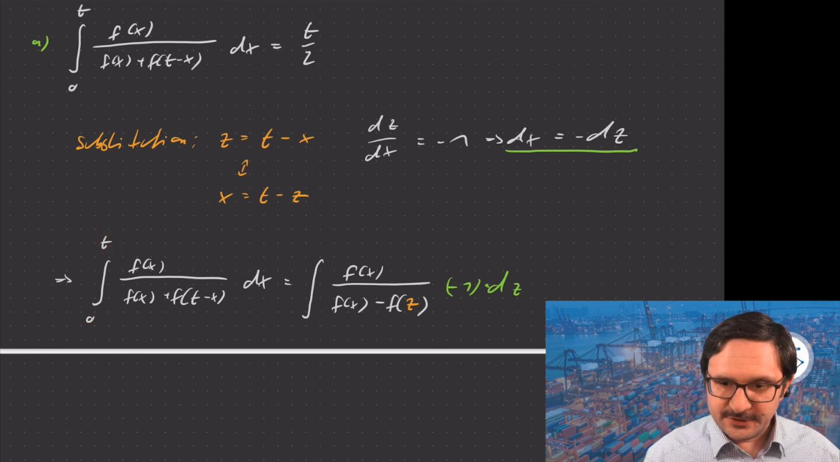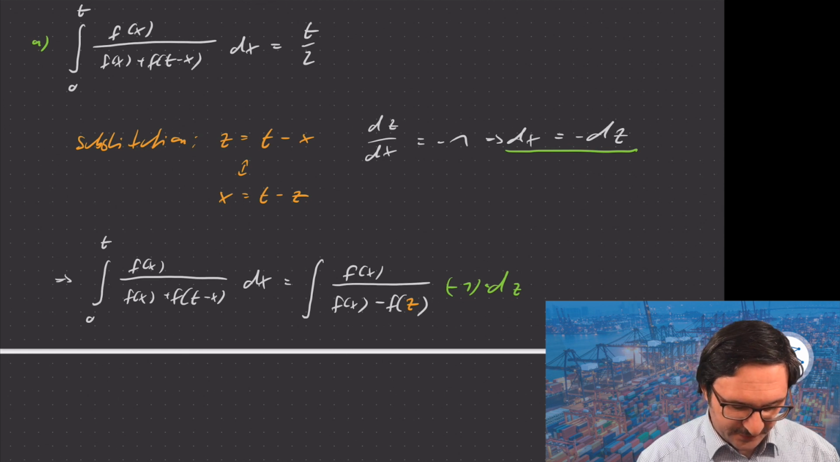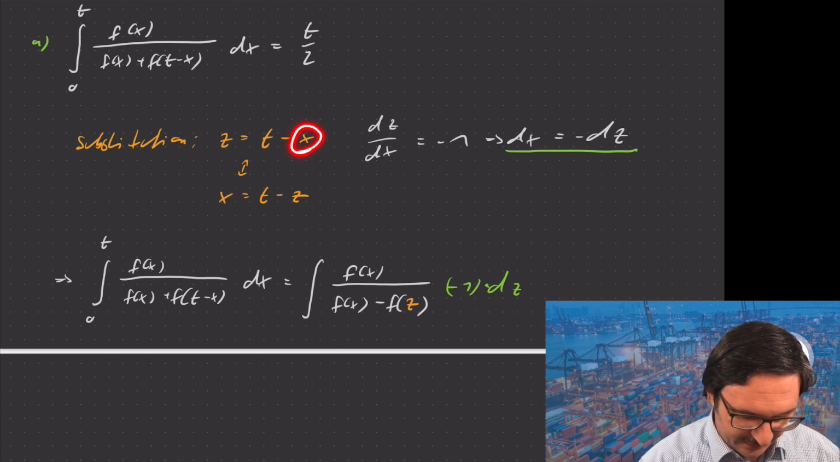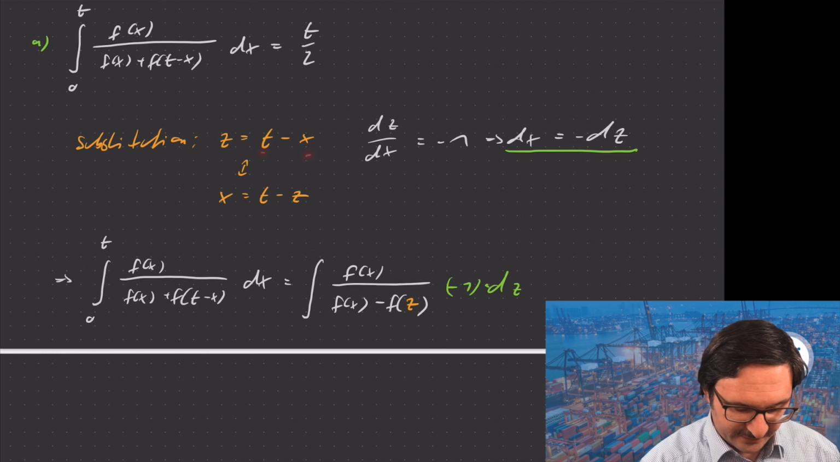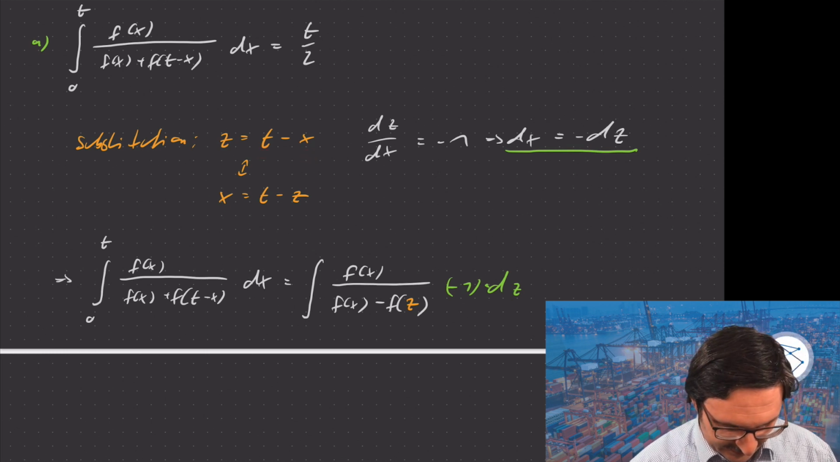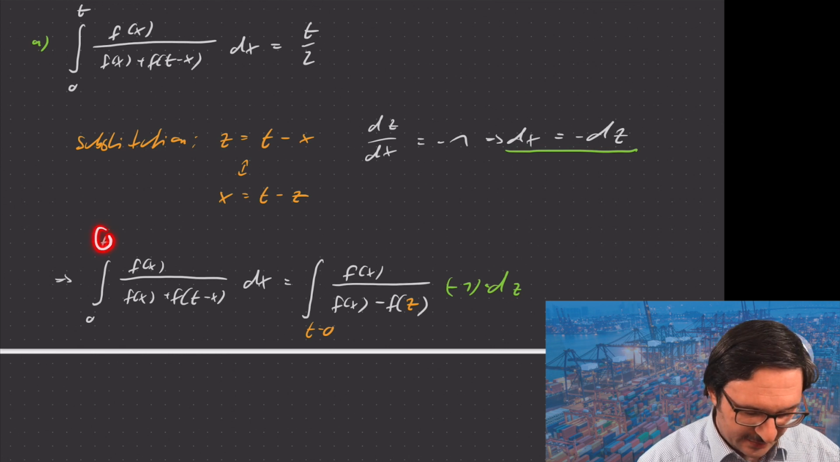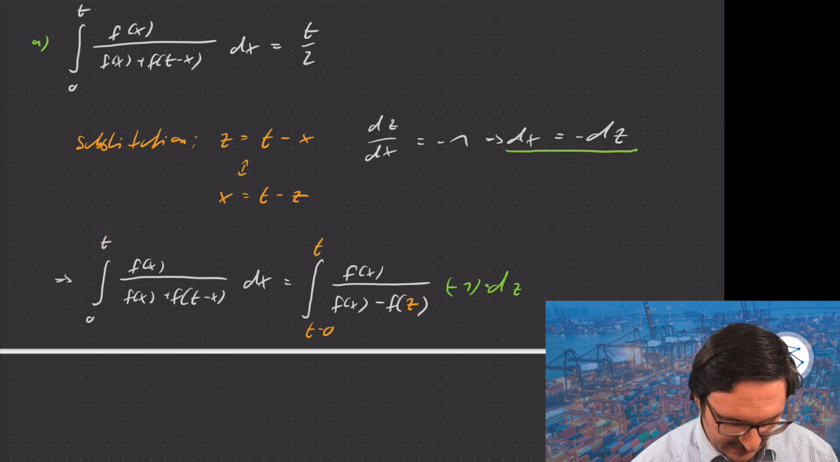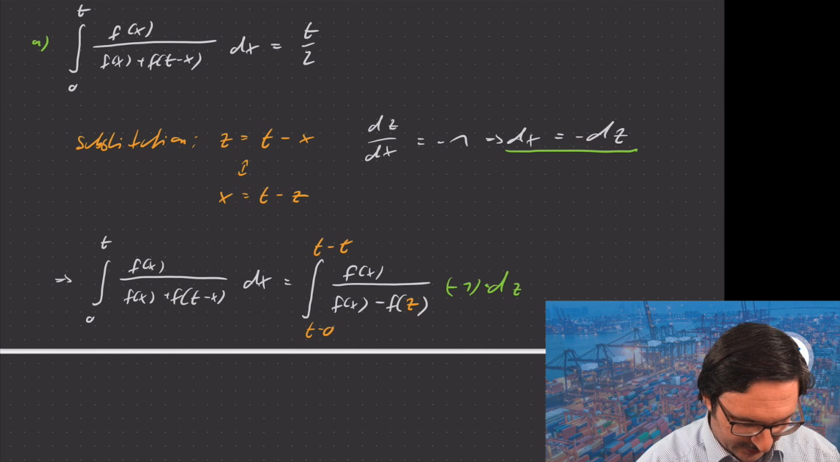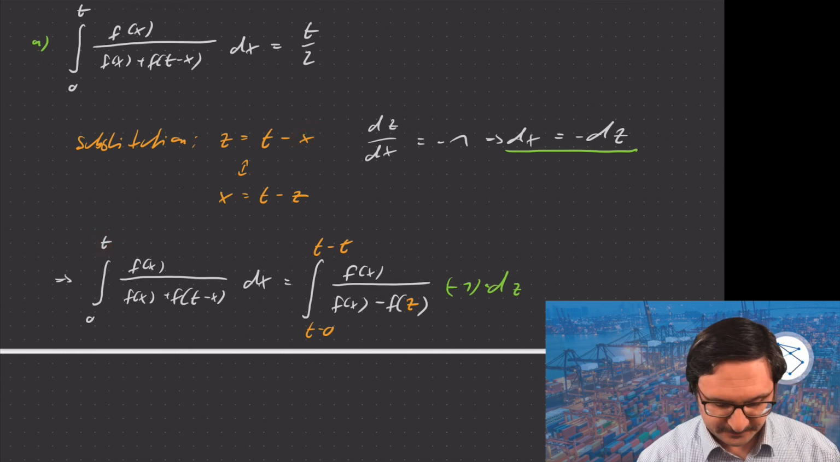So if we use the substitution for the boundaries, then for 0 we just substitute 0 in here. Instead of x we get t minus 0. So that's t minus 0 here. And for the upper bound, for t, we get t minus t. So again, we take this t and we substitute it here for x.